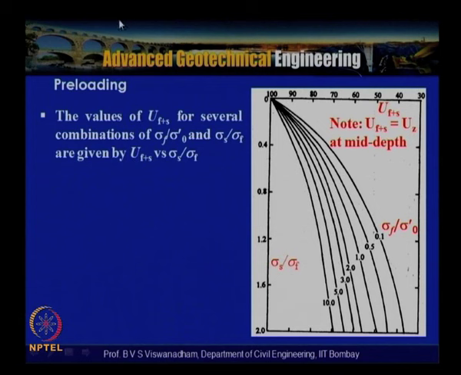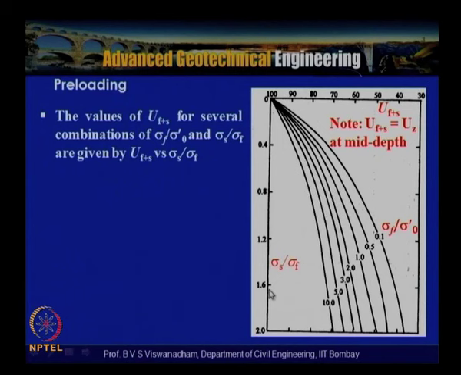So the values of U F plus S for several combinations of sigma f by sigma naught dash, the permanent fill to the initial effective overburden pressure, are given here, and the sigma s by sigma f value is given here. Note that U F plus S is equal to U z at the mid depth, that is what has been considered according to Johnson 1970. Once we know U F plus S and sigma f by sigma naught dash, we can calculate sigma s by sigma f required. So by knowing sigma f, we can calculate the magnitude of the surcharge.